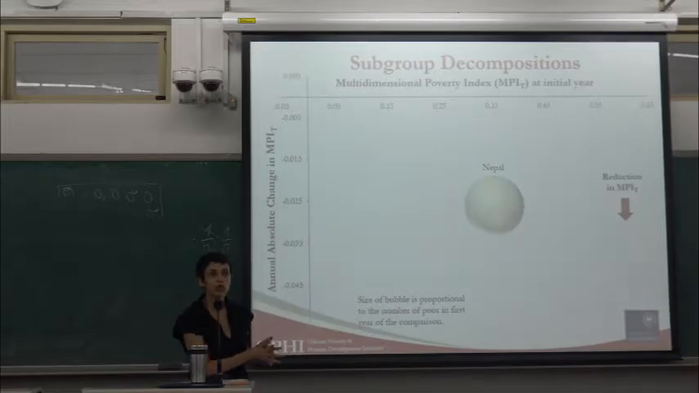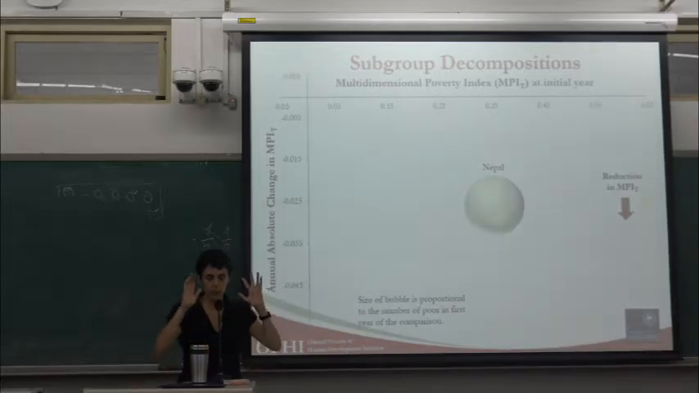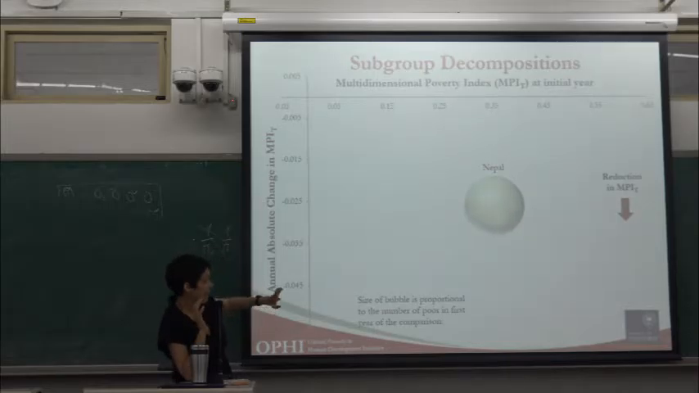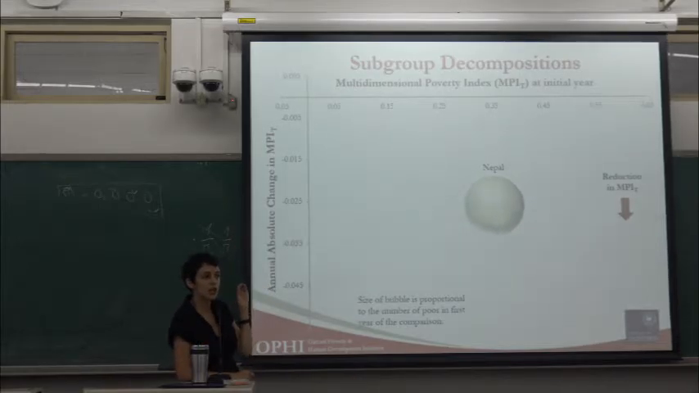So we look at dimensional breakdown. Now we can look at subgroup decomposition. We can start with a country like Nepal, in our star performance, and we know what they reduced. So I computed this graph. On the horizontal axis is the initial level of MPI in Nepal. It was 0.035. I don't remember which year it was, but I think 2006.